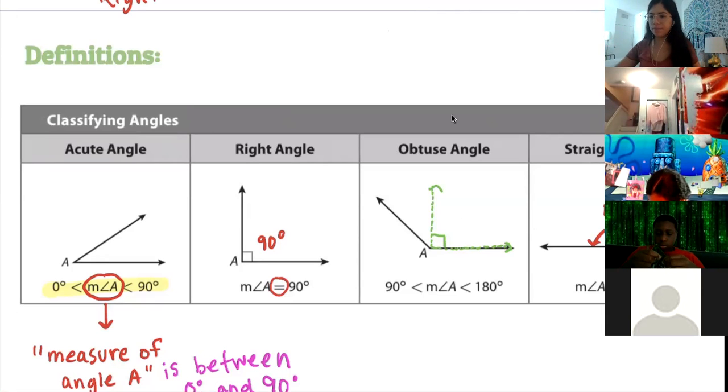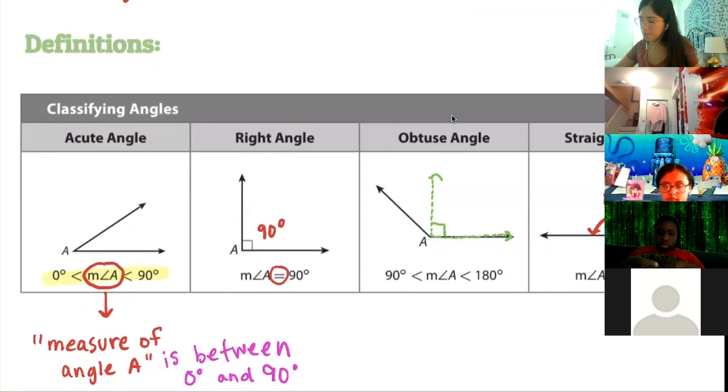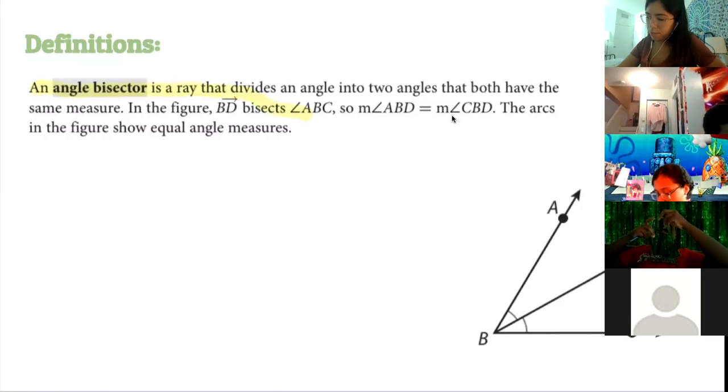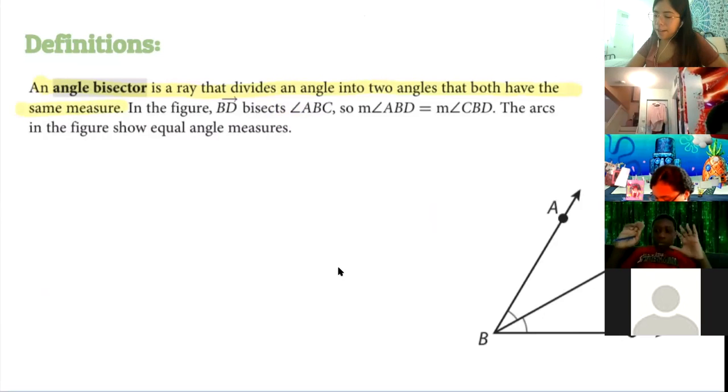All right. I'm going to go ahead and go to the next page. Last definition, you're going to copy only the parts that I highlight. An angle bisector is a ray that divides an angle into two angles that both have the same measure. Just that.